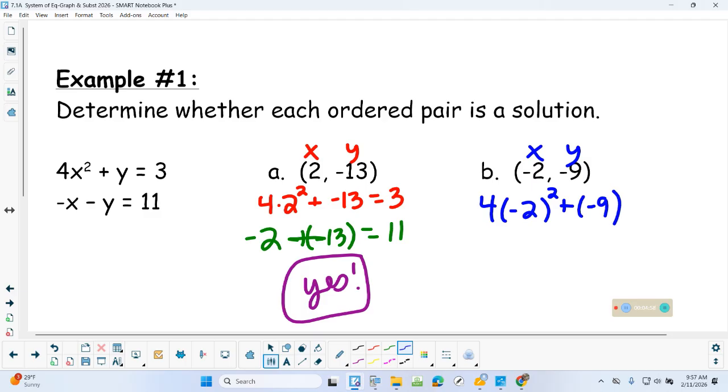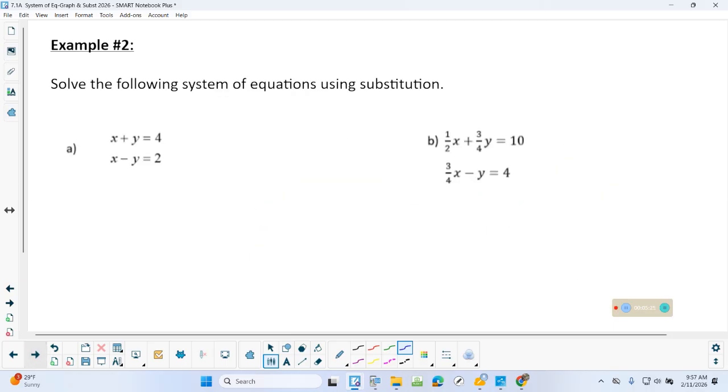Order of operations, exponents first: -2 squared is 4, 4 times 4 is 16. What's 16 plus -9? 7, which isn't 3. So is it a solution? No. And of course, we don't have to waste our time checking the second equation because it has to work in both. So that is how you check your answers. And again, you can do all that computation in your calculator. I don't need any work for you.